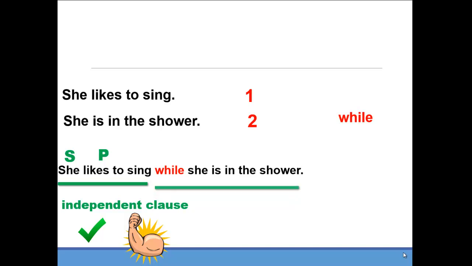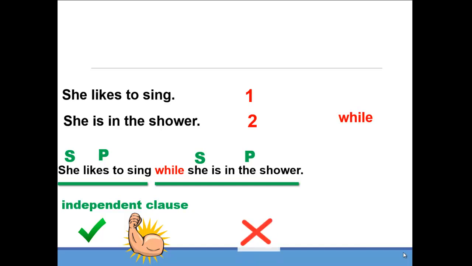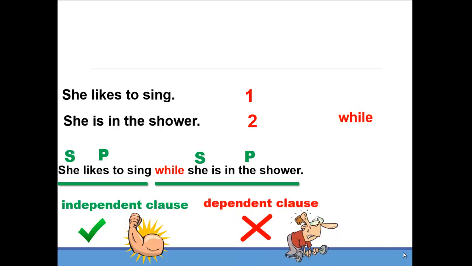Let's check the other part. While she is in the shower. Can I use this part of the sentence alone? While she is in the shower. What happened? I don't know. So it doesn't tell a complete idea. I can't use it alone. So what do I call it? I call it the dependent clause. What does it begin with? It begins with the subordinating conjunction while.